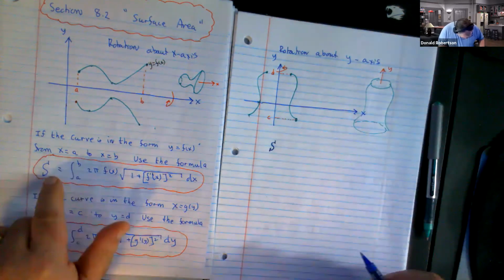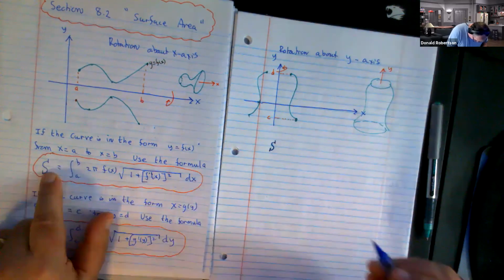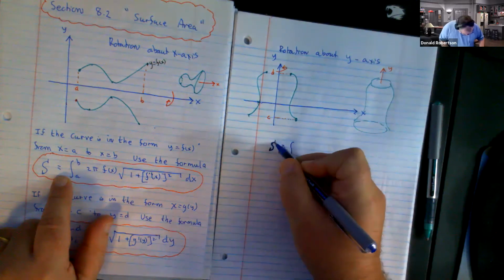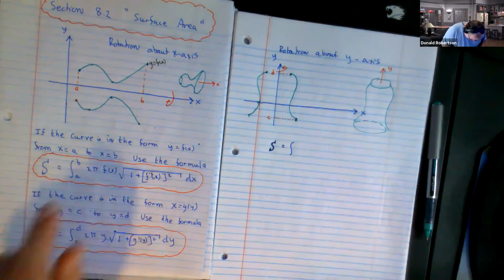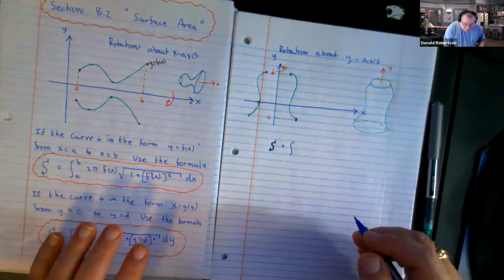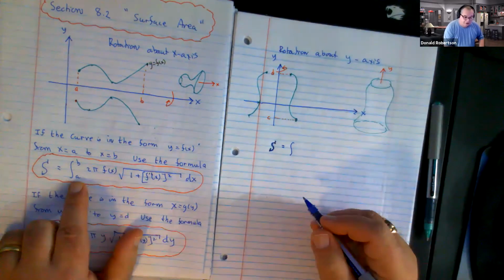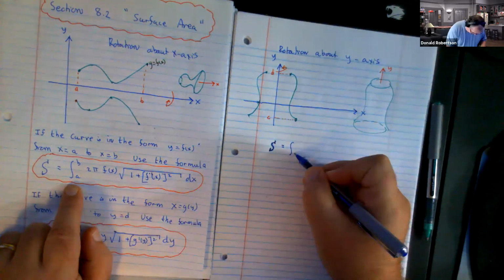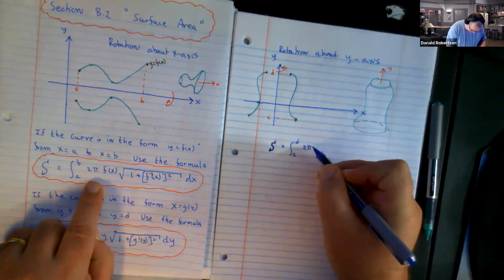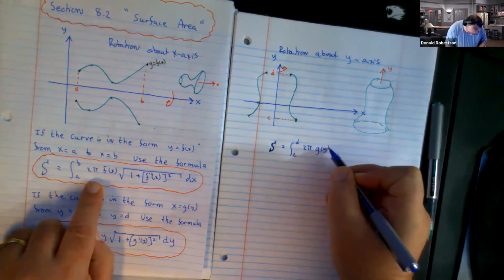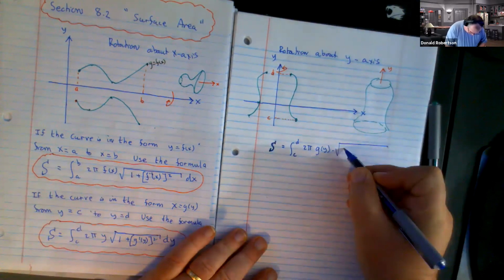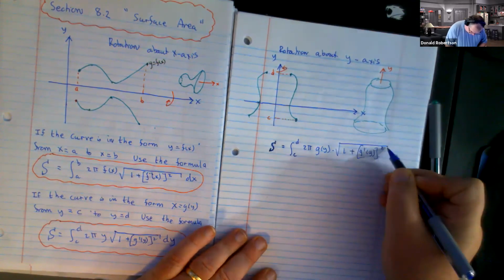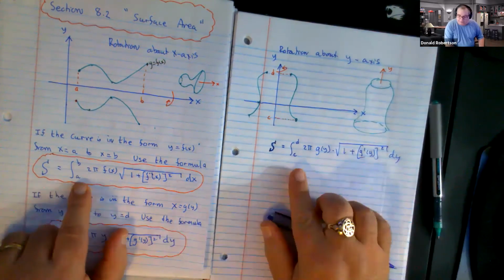So this formula here gets altered. Now, even if you haven't seen what this new formula is, you could quite easily figure out what it is by using this as a template. Couldn't it be the integral from C to D of 2 pi g of y, the square root of 1 plus g dashed of y squared dy? Do you see all I've done is switch everybody around, right?